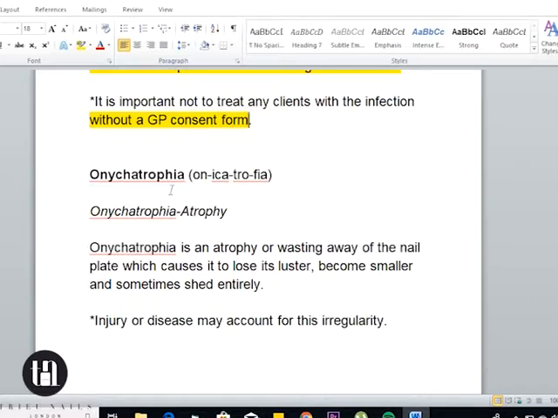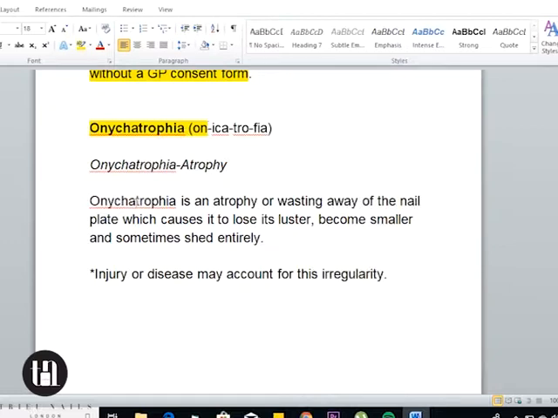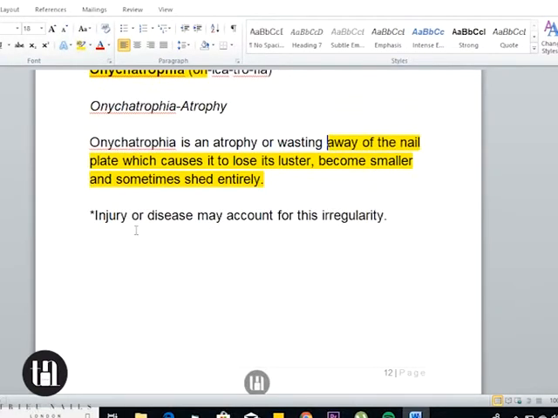The next nail disease is onychatrophia, or nail atrophy. This is basically the wasting away of the nail plate, which causes it to lose its luster, become small, and sometimes shed entirely. Injury or disease might be the cause of this.